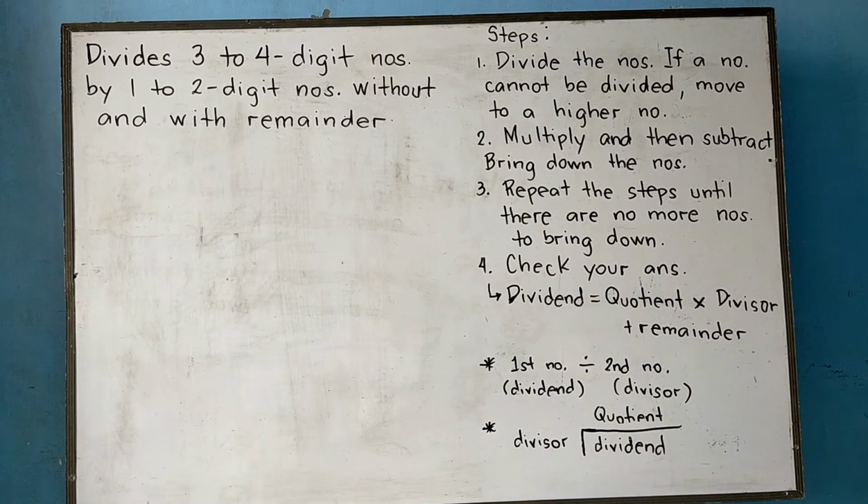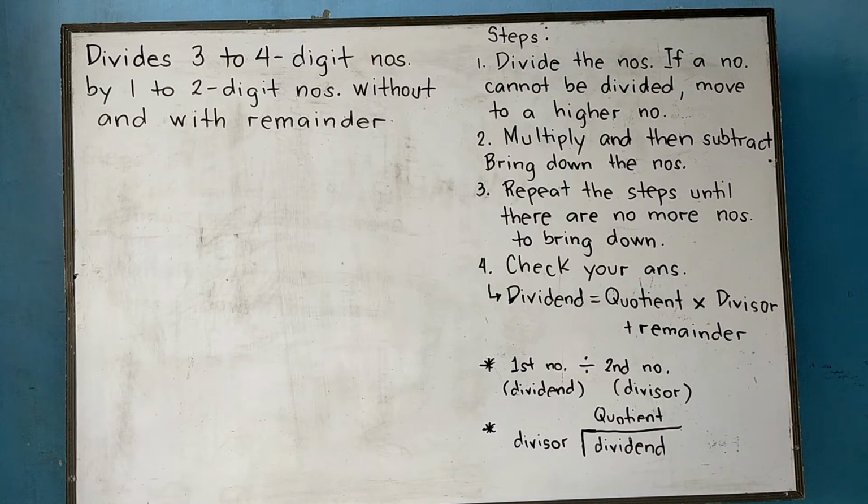Our objective today is to divide 3 to 4 digit numbers by 1 to 2 digit numbers without and with remainder. So, ang topic na to is for grade 4 pupils. And of course, pwede rin naman sa mga grade 5 up to 6 or even high school students.